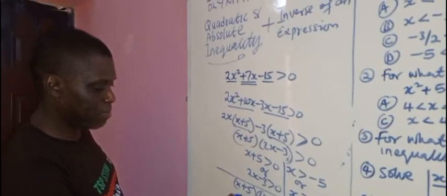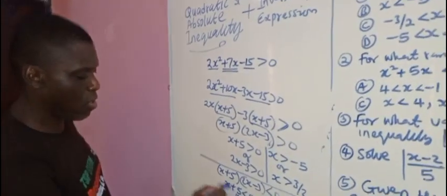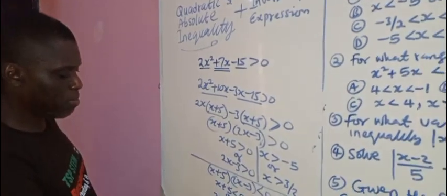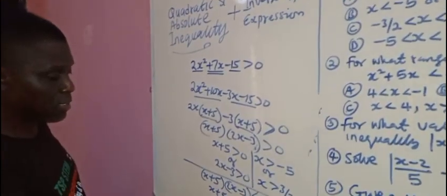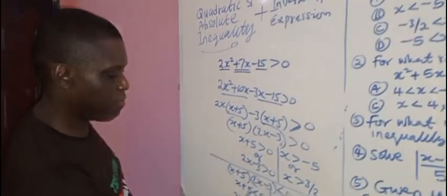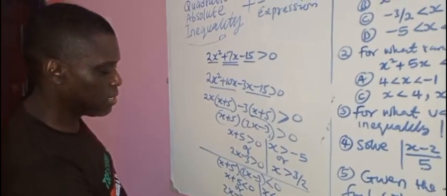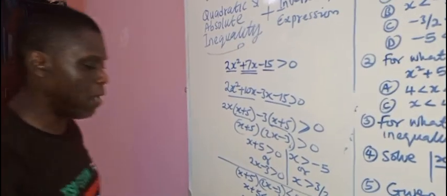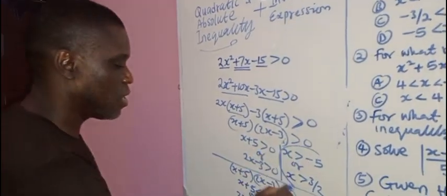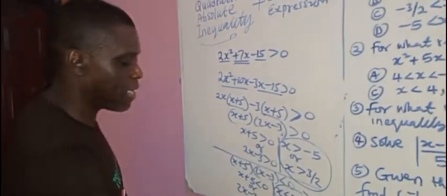If that is the case, it means that x + 5 is less than 0, or 2x - 3 is less than 0. So this is x less than -5, or x less than 3/2. Now, you will compare these results. One of these will be picked for our range of values of x. Now, let's look at it.